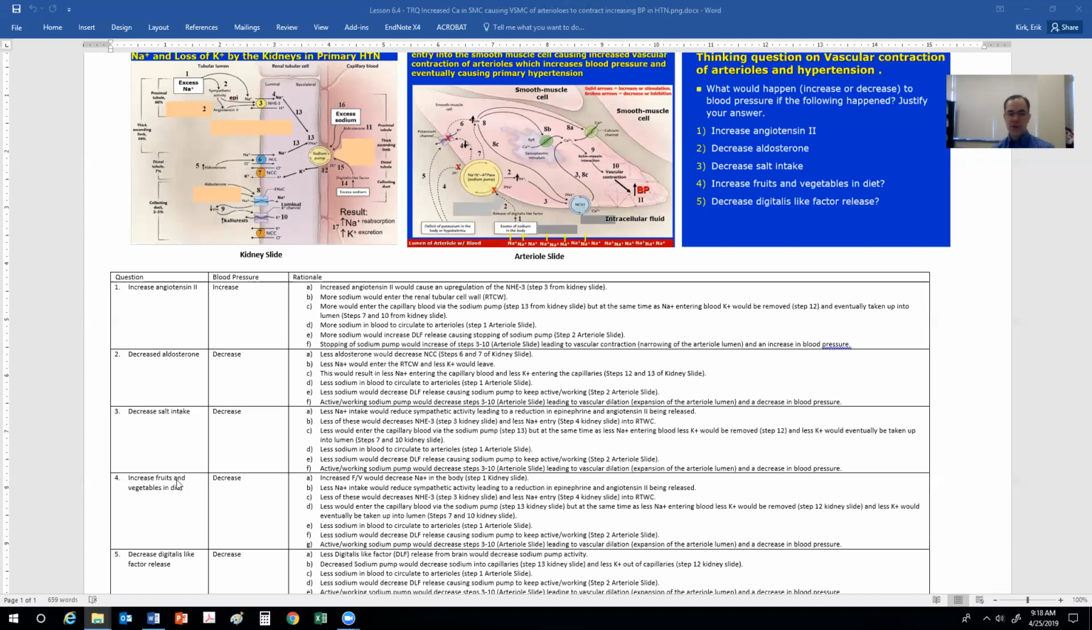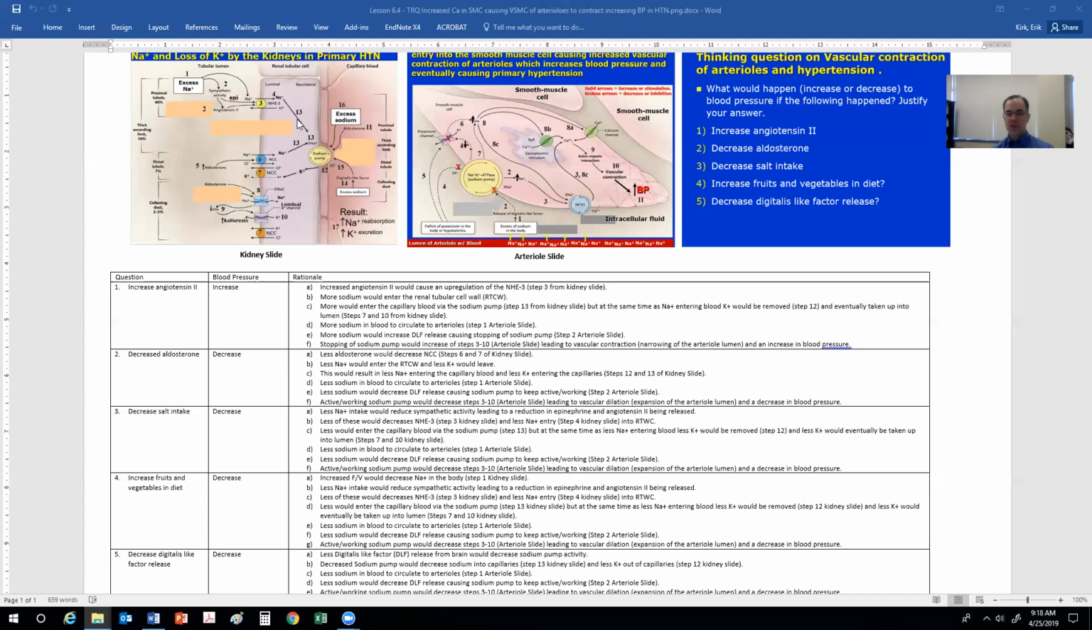Well, likewise, if you increase fruits and vegetables in your diet, similar to number 3, you'd have a decrease in blood pressure because you would presumably have less sodium in your diet. And just like number 3, the same steps would occur: decrease in sympathetic activity, decrease in epinephrine and angiotensin II, a decrease in the sodium hydrogen exchanger 3, less sodium would enter the renal tubular cell wall.